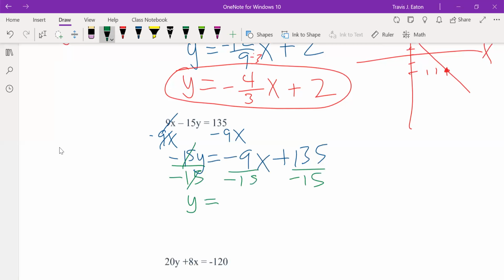Now, negative 9 divided by negative 15. Negative divided by negative is positive, so that's 9/15 x plus, oops, so not plus, sorry about that. Got ahead of myself. Positive 135 divided by negative 15 is going to be a negative quotient. What is 135 divided by 15?